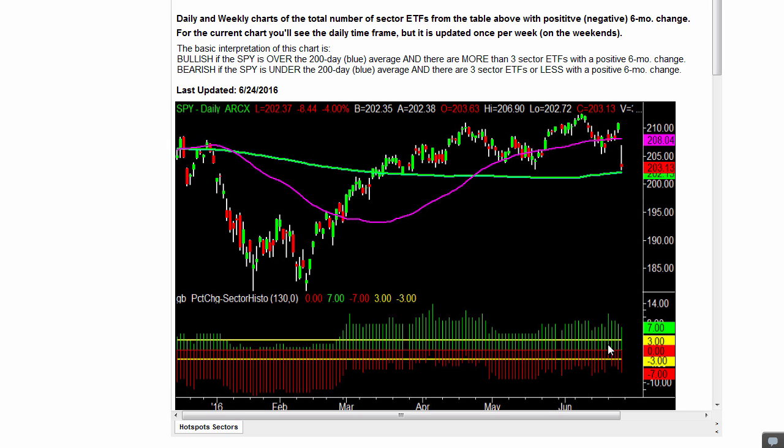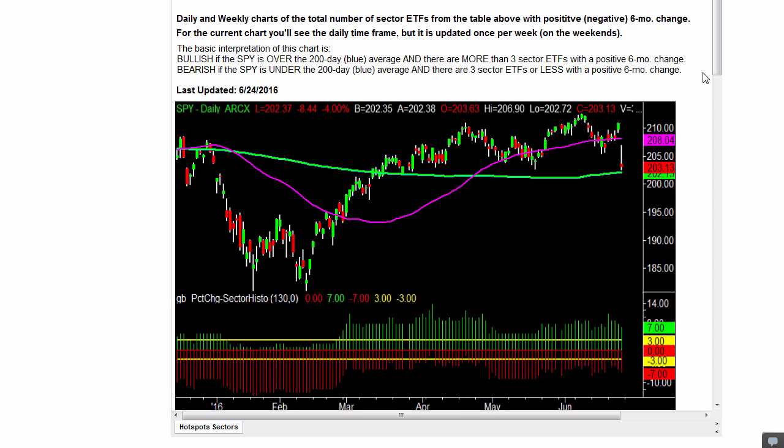So as of Friday, we could see that we still had a fair number of sectors that were up on a 6-month basis. That's what this is telling you. And when you have that and you're over the 200, it's a sign of being bullish. Now, when you're under the 200, all bets are off, all right?